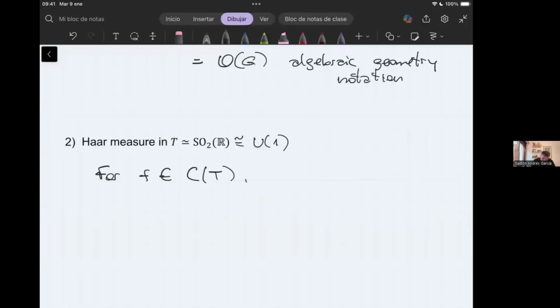So the measure of f is given by the absolute value, in this case, of the integral over the circle of the function f(z) over z. Yes, the complex integral.